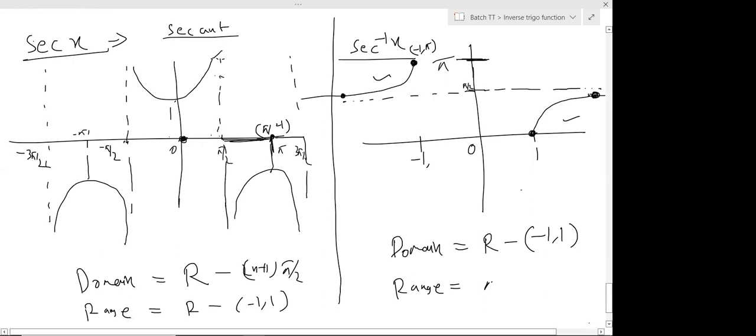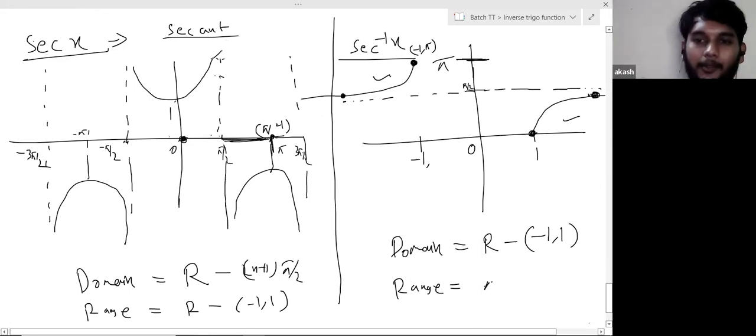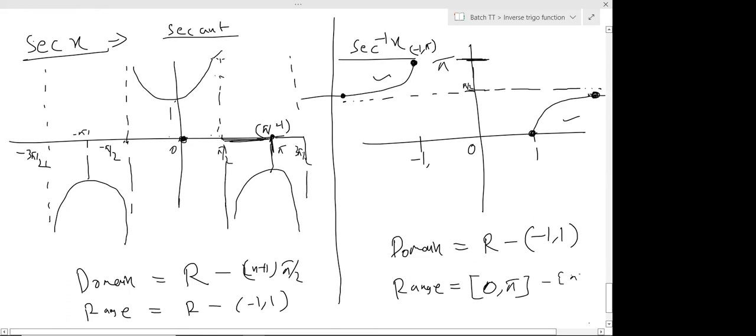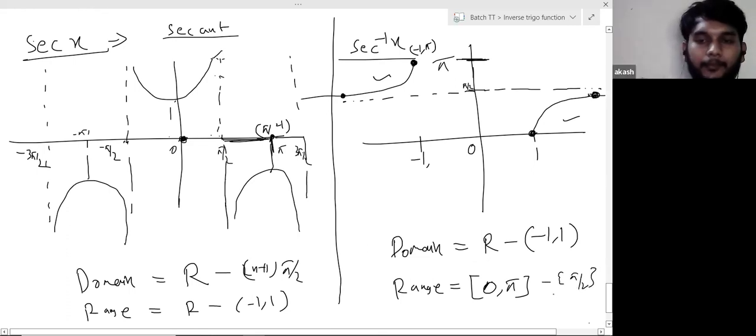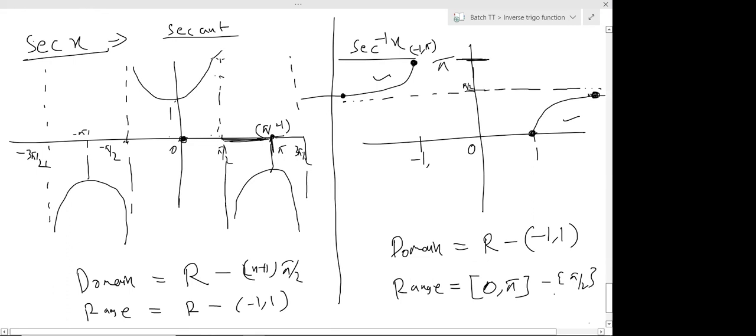It's 0. Absolutely right. 0 comma pi, close brackets, because we are getting 0 and pi, but we are not touching pi by 2. Yeah, that pi by 2 is confusing.